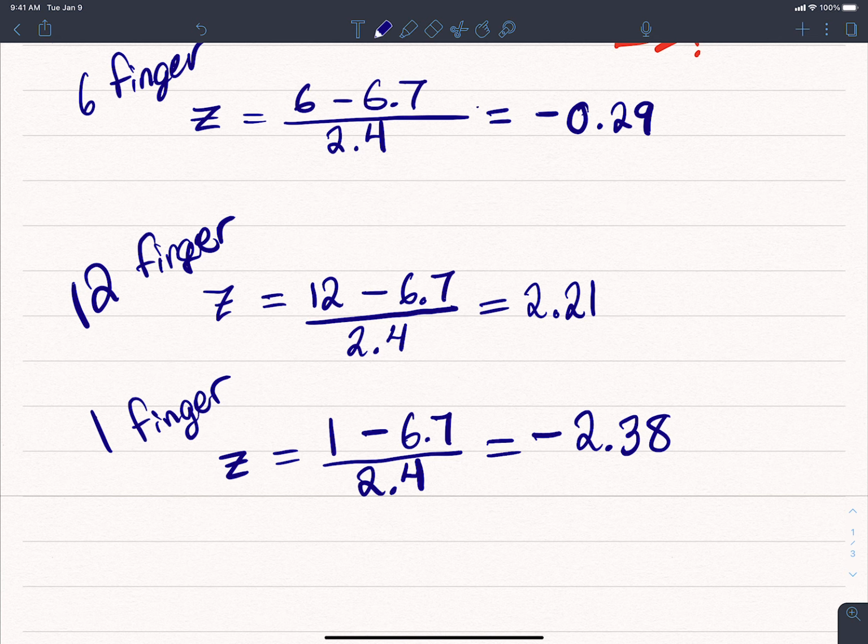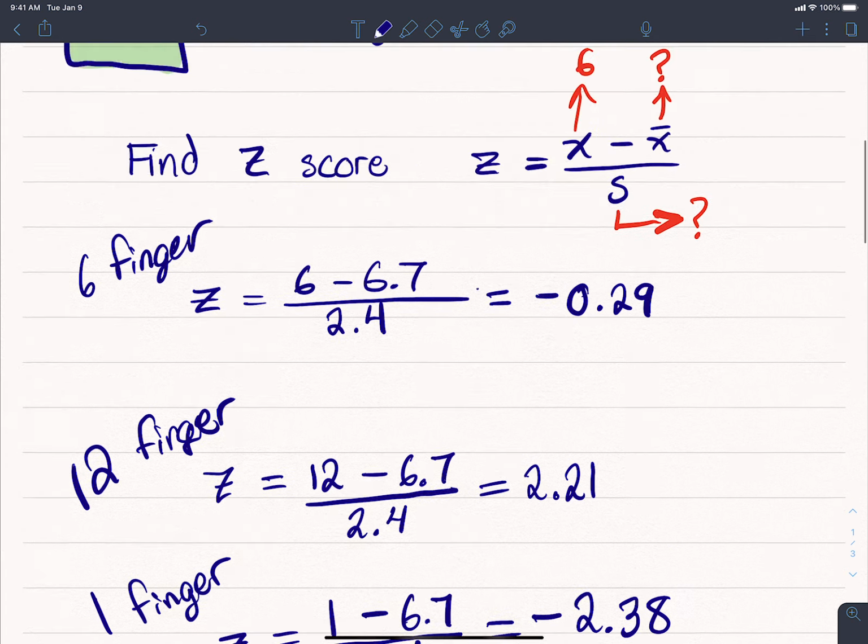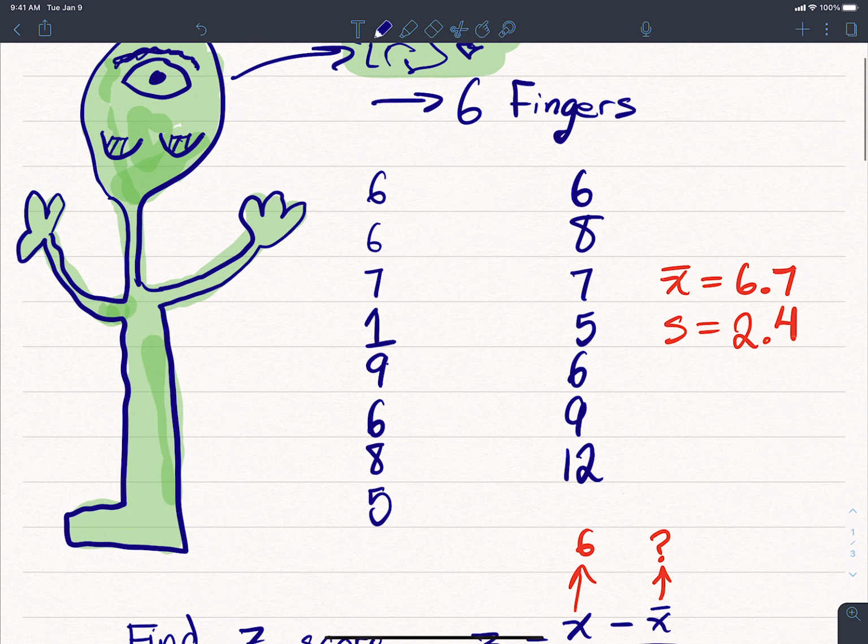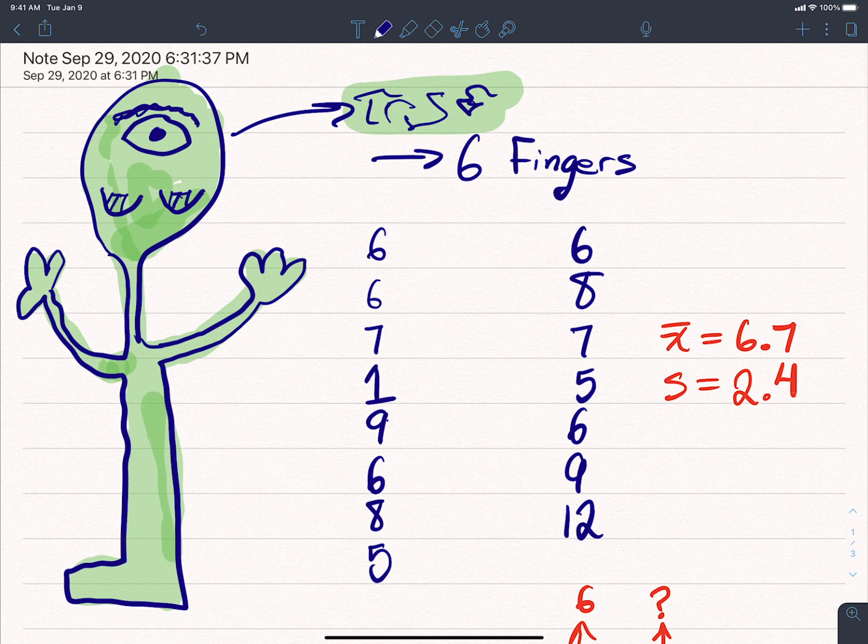But I'm sorry, y'all. So yeah, if we ran into a 5-finger alien, that would be pretty normal, right? All of these other aliens, their number of fingers look pretty normal. They look normal because they are less than 2 standard deviations away from the mean. Right? What if we ran into a 20-finger alien? It would still be way off. It would be extreme, significantly high. Exactly, it would be significantly high. So our alien that we ran into, Paul, was a pretty normal alien with a normal number of fingers.